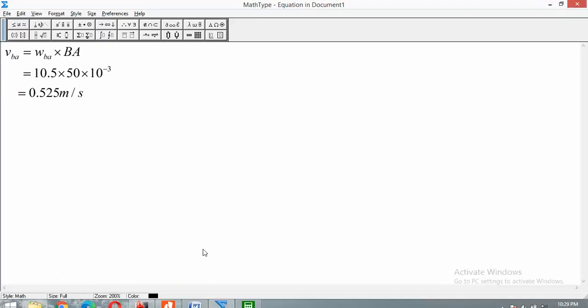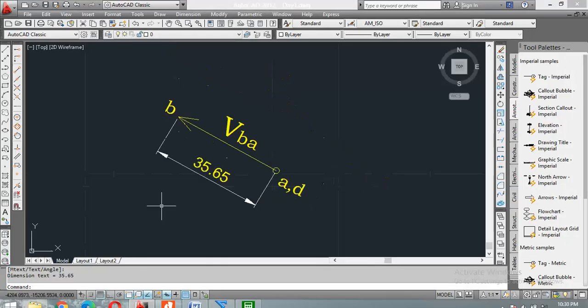Let us assume that I want to draw this magnitude with 10 centimeter length. Why am I choosing the 10 centimeter length? Because in your drawing sheet or sketchbook, I think you can easily accommodate 10 centimeter length. You can choose any centimeter, it is not fixed. So we can say that VBA is equal to 0.525 meter per second, and we will represent it with the 10 centimeter length. So let us extend this vector up to 10 centimeter length.